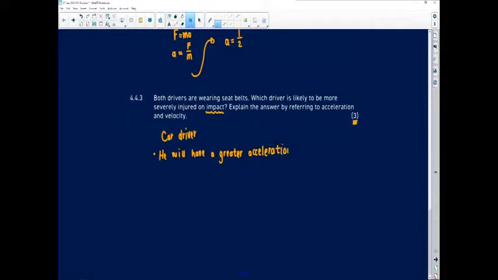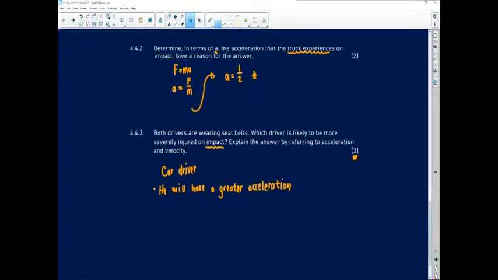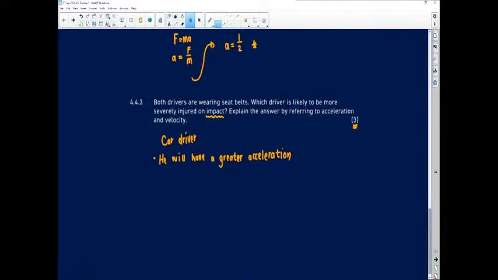Now, I just want to go back to this one. Remember, when we talked about the acceleration of the truck, it was half, because the mass was twice that of the car. So the car will have a greater acceleration, which means if there is acceleration, it means that there is a change in velocity. So the car will have a greater change in velocity. The car driver will have a greater change in velocity.